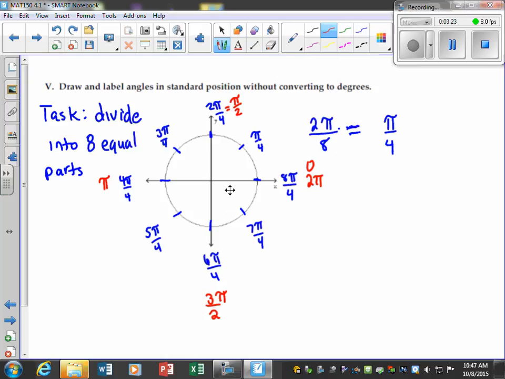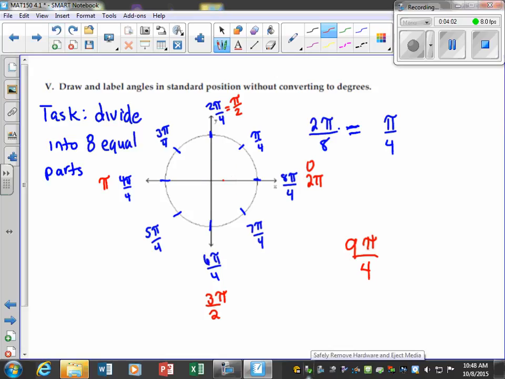Good, let me just check: what if I ask you where is 9 pi over 4, by chance? What would you say? Well, we started here and went all the way around, pi over 4, 2 pi over 4, 3, 4, 5, 6, 7, 8. Where would 9 pi over 4 put us? One more, right? So you would just keep going, all the way around, and it would keep counting. All right, let me see if I can erase that.